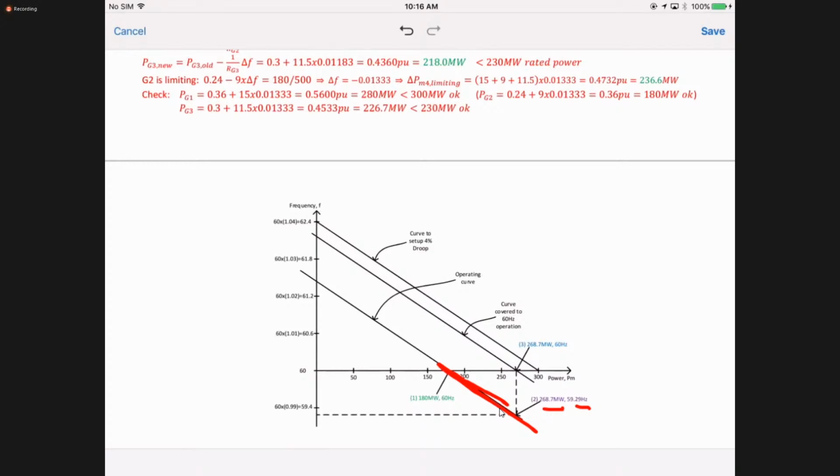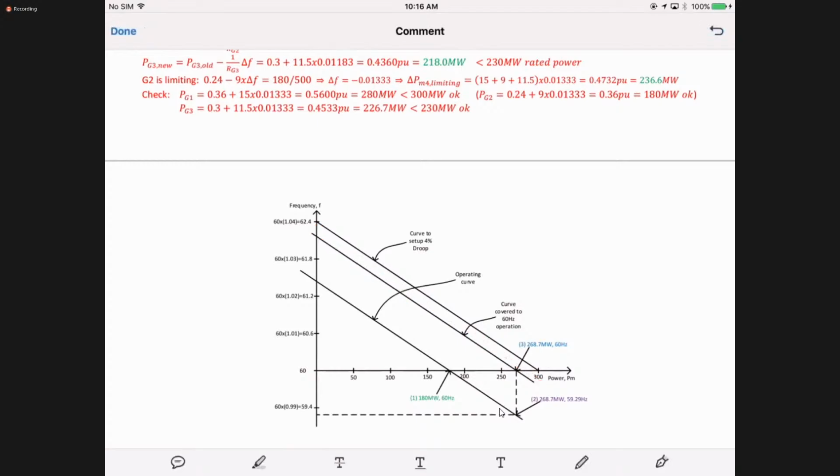Then ISO will send a signal to everybody in the system. Everybody will adjust your reference to bring it back to 60 hertz. And when you bring it back to 60 hertz, you still produce that much power, but now it's at 60 hertz. That means you are on this curve. Now it's operating on this curve. Now if the load changes, now your curve is here.